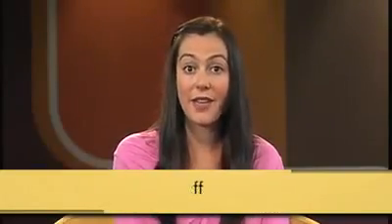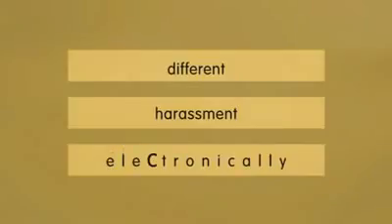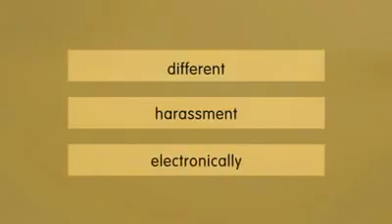Notice in Australia and England, we spell doubled letters out by saying the word double before them. Double F, double S. But in the United States, they just say the letter twice. FF, SS. So you can choose either way, but you should learn to recognise both. Listen to this. Different. D-I-F-F-E-R-E-N-T. Different. Harassment. H-A-R-A-S-S-M-E-N-T. Harassment. And electronically. E-L-E-C-T-R-O-N-I-C-A-L-L-Y. Electronically.